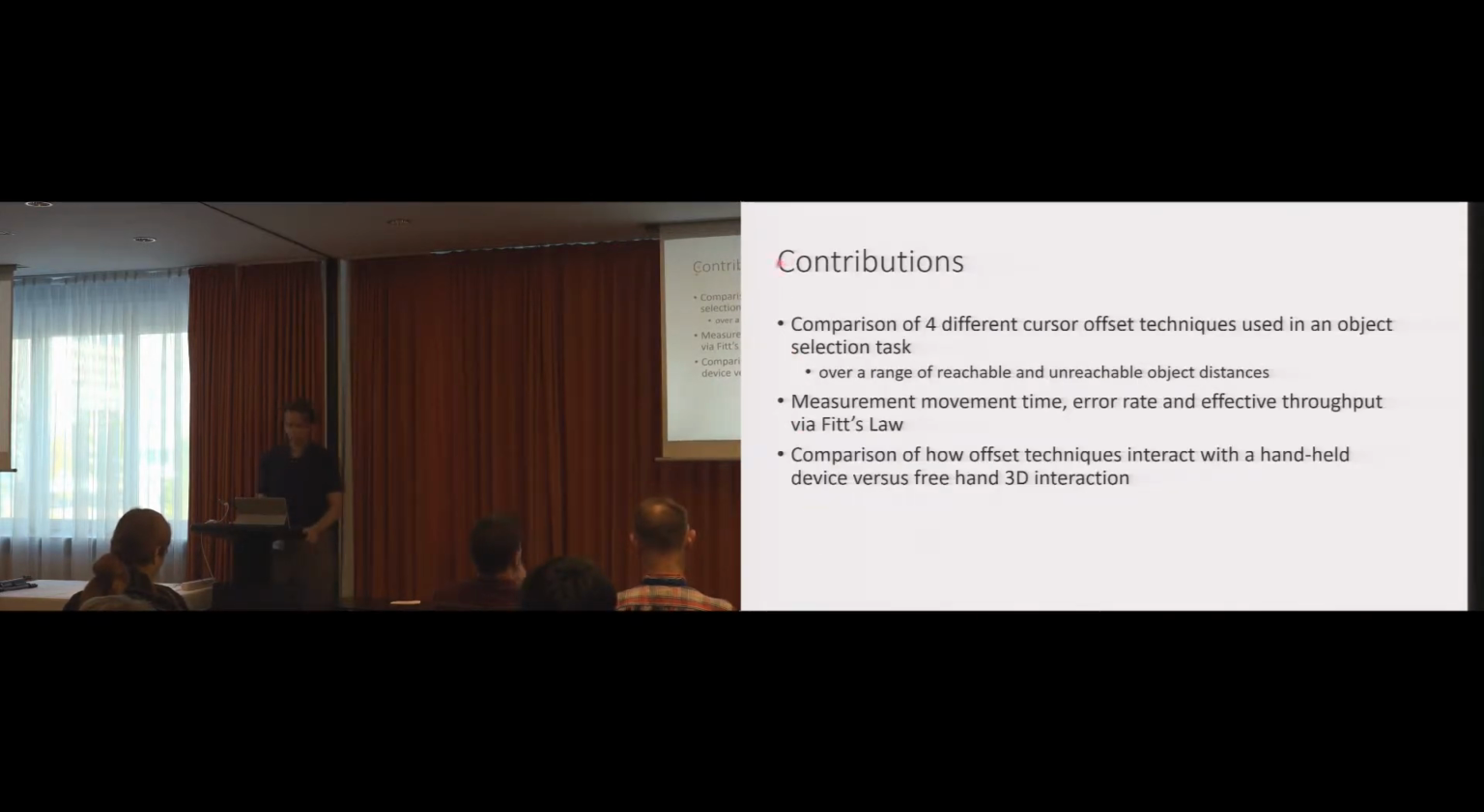In this paper, what we present is a comparison of 4 different cursor offset techniques used over a range of both reachable and non-reachable object distances. We measure movement time, error rate, and effective throughput with Fitts' law. We also compare how the offset techniques interact with the type of input being used. One is a handheld device, and the other is freehand 3D interaction.